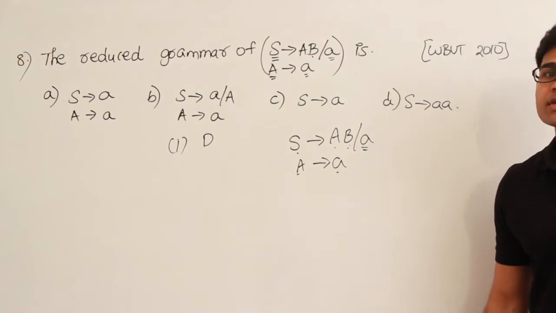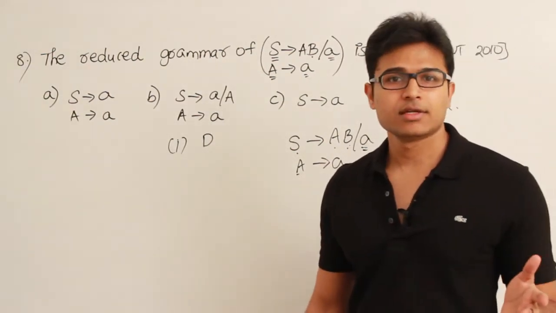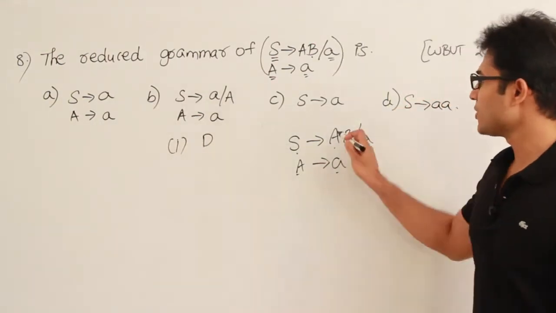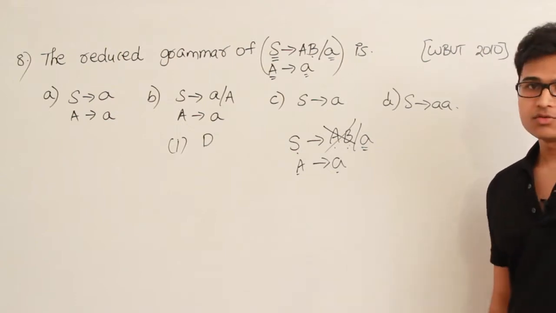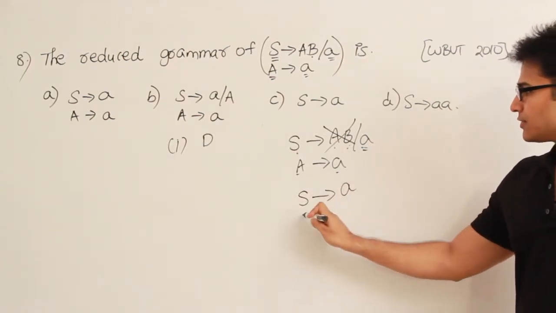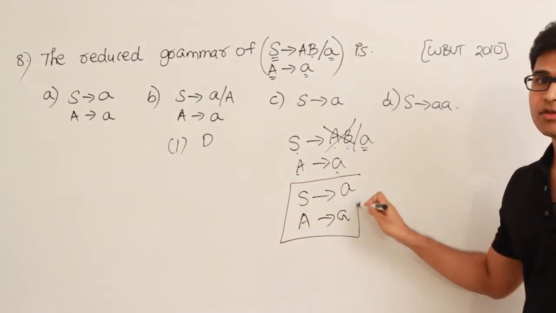Therefore, B is useless. So whenever any variable is useless, eliminate it, whether it is present on the left hand side or right hand side. Therefore, you have to eliminate this one. B is useless. Then what is remaining? The productions are now S derives A and A derives small a. These are the two productions that we have now, right?